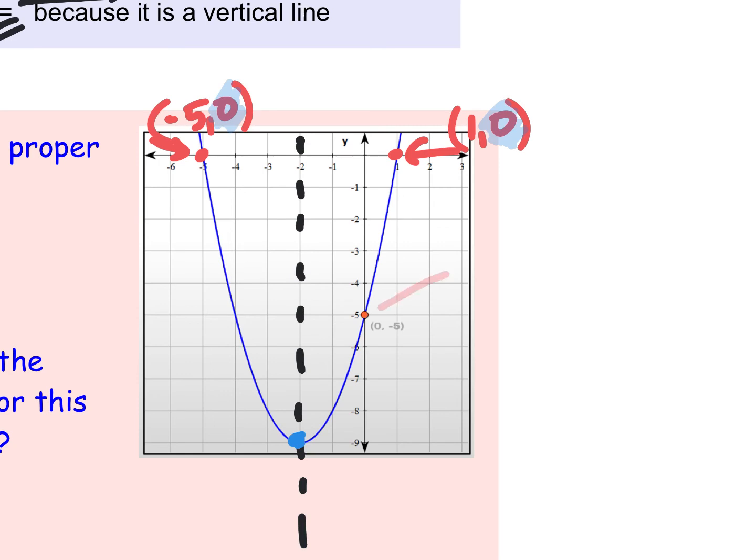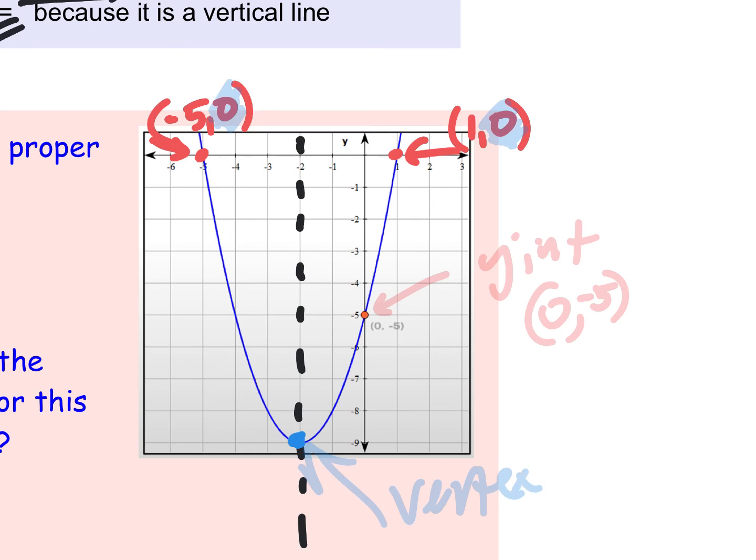This orange spot, that's called the y-intercept, and that's at x is 0: (0, -5). This spot here is called the vertex, and the vertex was at (-2, -9). And last but not least, the axis of symmetry: x equals -2.